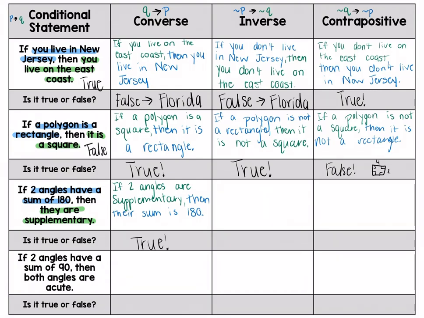Okay, then the inverse is if not P, then not Q. So if two angles do not have a sum of 180, then they are not supplementary. Okay, so if two angles do not have a sum of 180, then they are not supplementary. That's true.